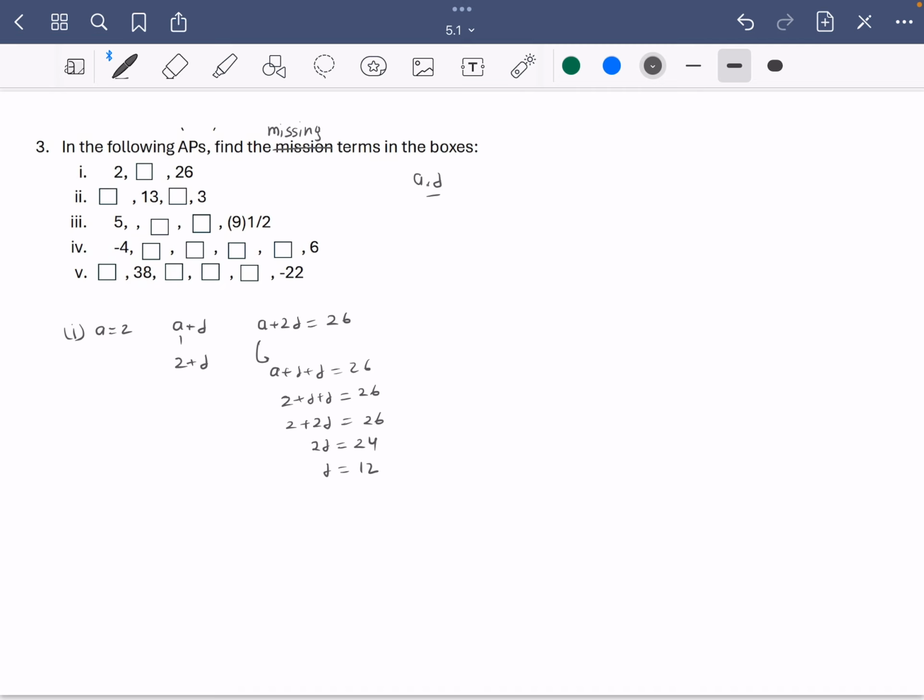So the missing term is going to be a plus d, that is 2 plus d. I'm sorry, a plus d. a is 2, d is 12, so this is going to be 14.